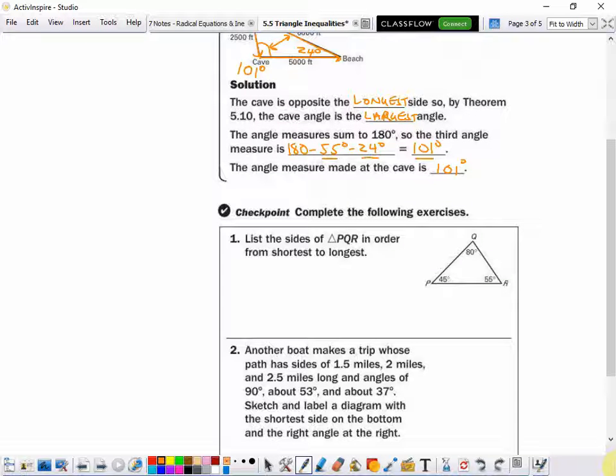List the sides of triangle PQR in order from shortest to longest. So we'll go short, medium, long. The smallest angle is right here, 45 degrees. Across from that is the shortest side, and that's QR. The largest angle is 80. Across from that is the longest side, PR. And the remaining side, that's our middle, that is PQ.